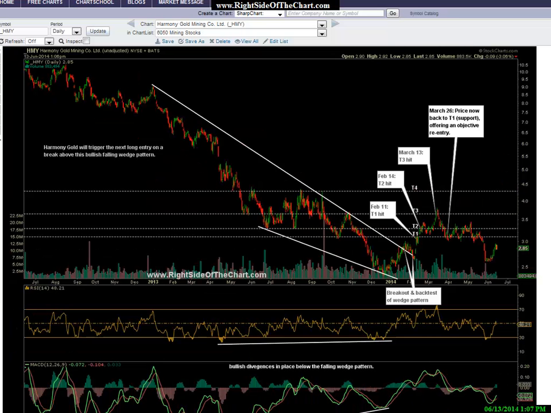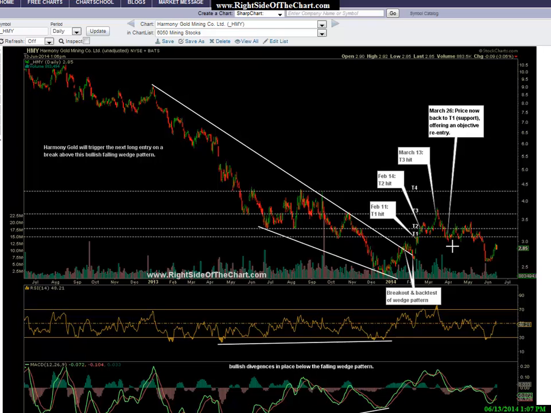We're looking at a daily chart of Harmony Gold, HMY. This was one of my top picks back in the beginning of the year. Nice falling wedge pattern, textbook technical analysis on this one. We had a breakout, backtest, first target hit, second target hit, third target hit, for a very considerable percentage gain. I don't have them listed here. And then prices pulled back.